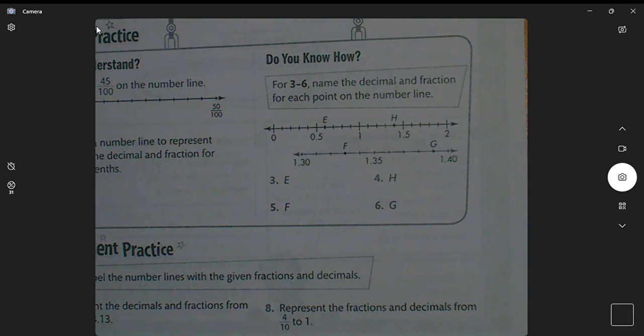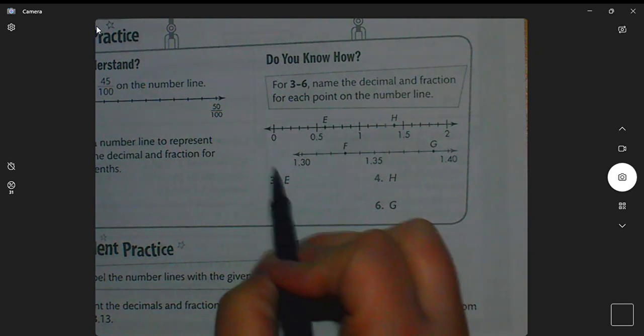When I'm talking about numbers before the decimal point, so my whole numbers, I say the number where the number starts. But when I'm dealing with decimal digits, I say the number where the decimal stops. So let's take a look at some of these. I'm going to look at 3, 4, 5, and 6.